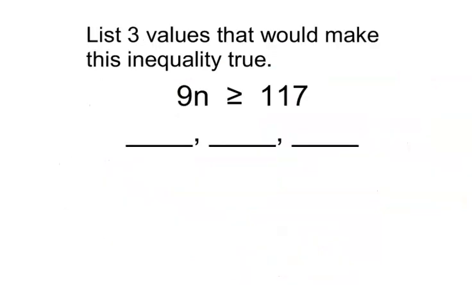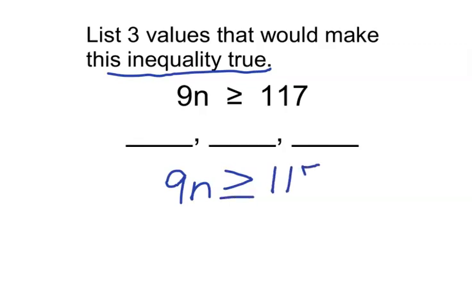List 3 values that would make this inequality true. All right, so we're going to have 9n is greater than or equal to 117. Well, we need to get the n by itself, which means we're going to do the opposite operation of what is happening. So 9 right next to an n means multiplication. So the opposite of multiplication is division. So what would we divide into 9 to get 1n? Well, obviously 9, right? 9 goes into 9 once, so this is just n is greater than or equal to.